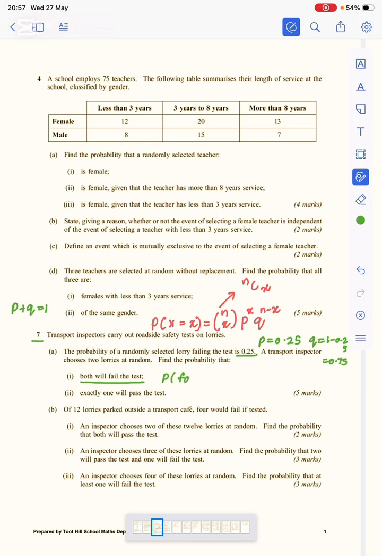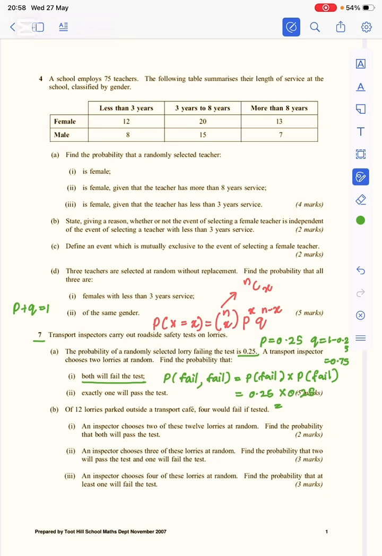P of first fail and second fail means P(fail) into P(fail). The reason is, you can treat this as independent events because the first lorry failing the test will not affect the second lorry failing the test. So therefore this is 0.25 and this is again 0.25. So the final answer you can get from that is 0.0625. Okay, that is the answer for this one.